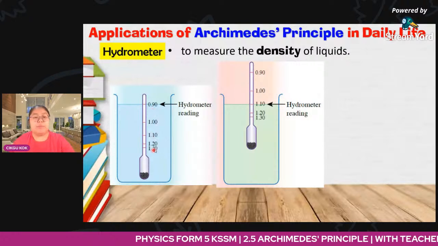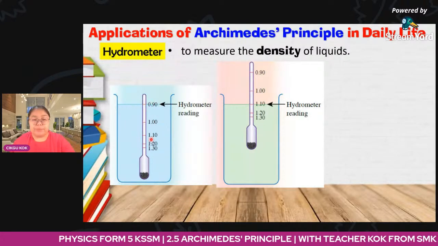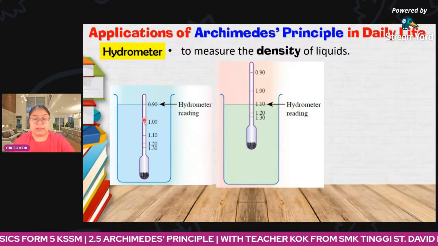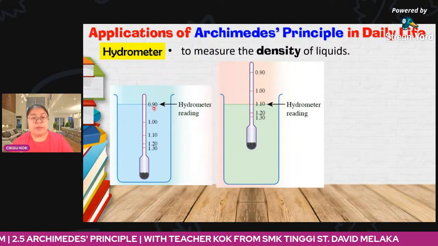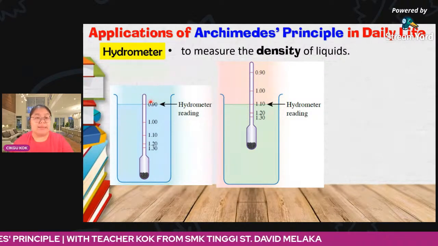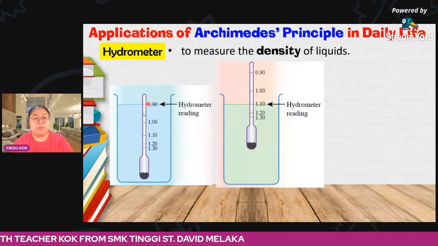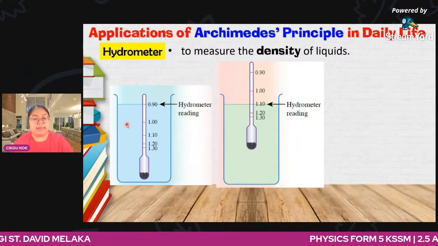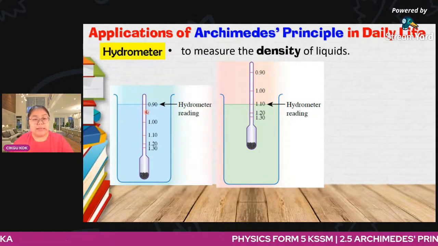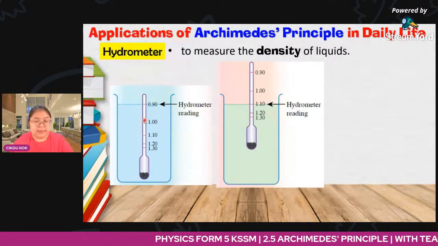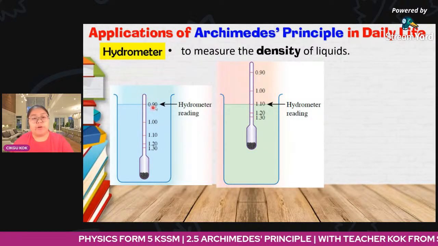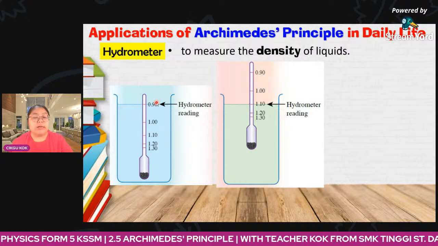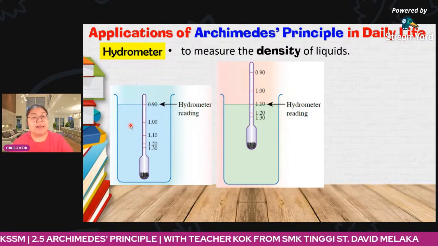When it sinks deeper, now they show the reading. You can see the stem. This is what we call the stem of the hydrometer. The reading at the top should be the lowest, and the bottom should be the highest reading. So when I want to measure this liquid's density, the hydrometer sinks, and when it sinks, the reading shown is smaller. Smaller means this liquid is less dense.